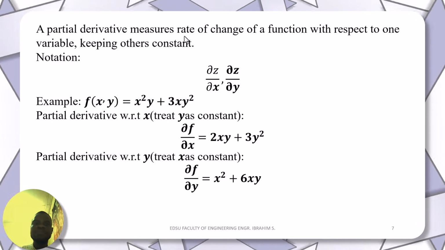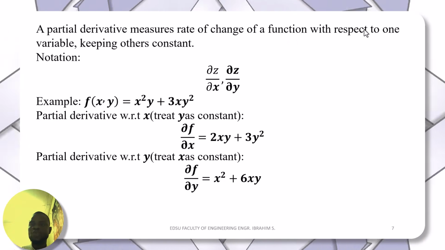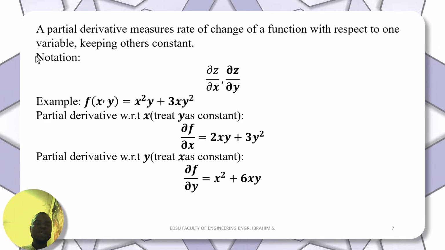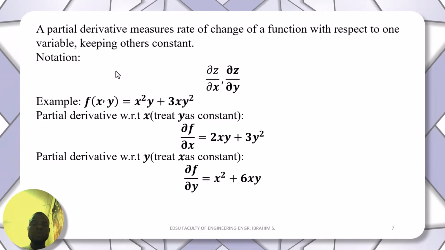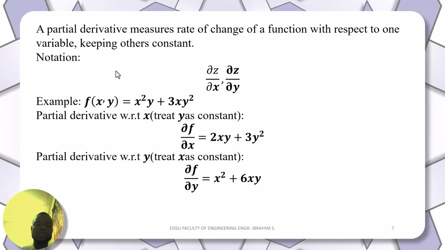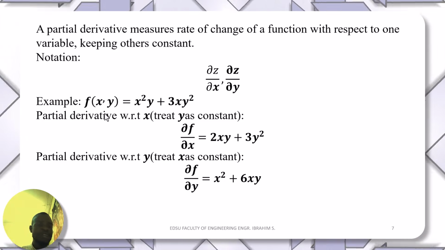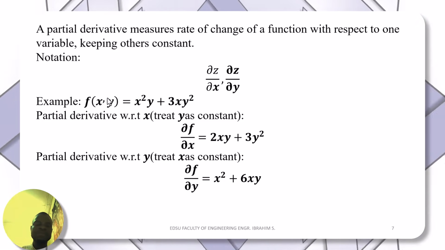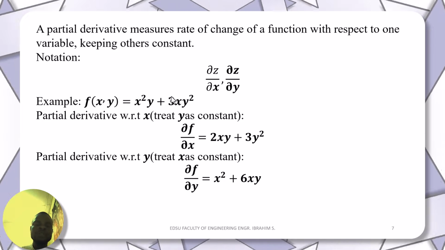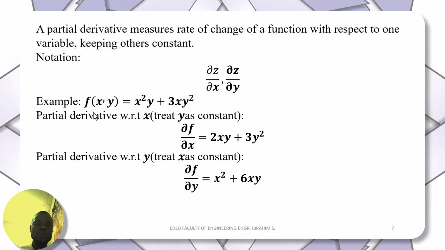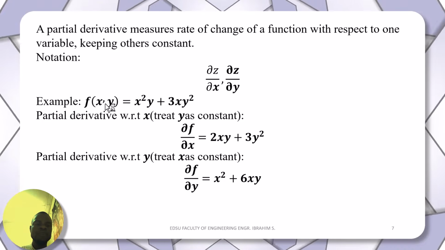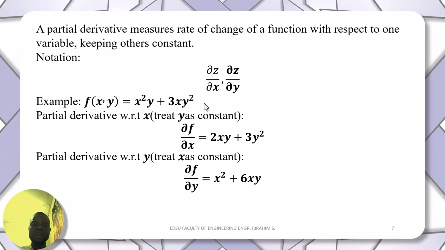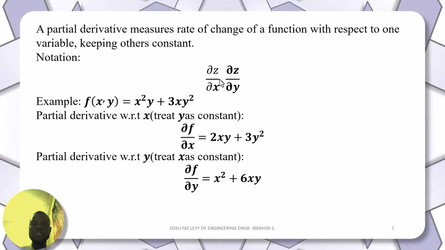A partial derivative measures the rate of change of a function with respect to one variable, keeping the others constant. So when you are looking for a partial derivative, if for instance you are differentiating with respect to x, then you differentiate with respect to x and keep y constant. A good example is f of x comma y equals x squared y plus 3xy squared. Okay, now look, this is a good example.